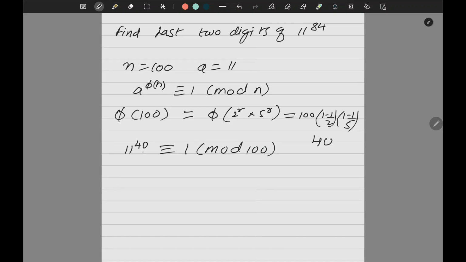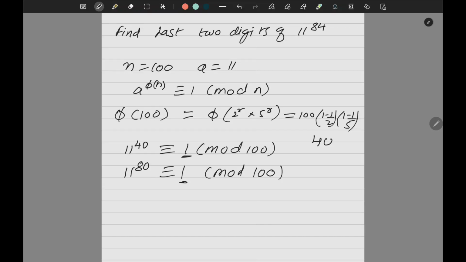Correct? Now, I am sitting at 40. I want to go to 84. So, obviously, if I square it, I'll get 80 directly. So, 11 to the power 80 is congruent to 1. This is the beauty of these theorems, whether it is Fermat or Euler's, that it is 1 on this side. So I can raise it to any power. That makes the calculation very easy.